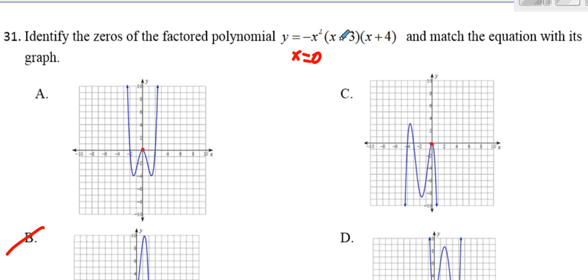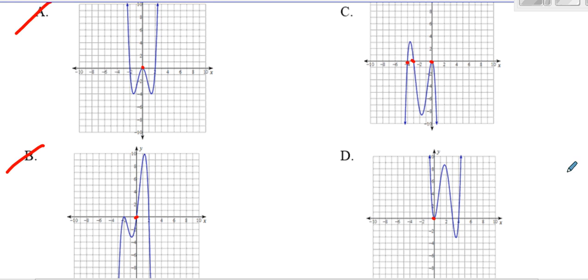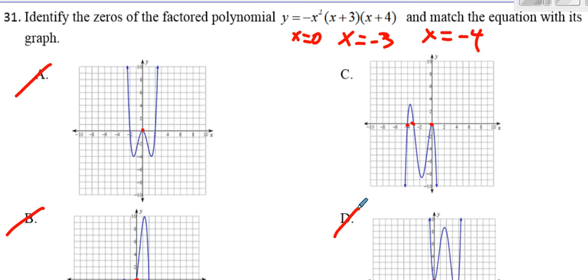X plus 3 means it's going to pass at x equals -3 and x equals -4. Those are the x-intercepts, the roots. -3, not this one. -3, -4, could be those. This one's +3, +4. So C is the right answer. The other thing it's got going for it is it's a negative, which means both the left and the right side are going down.